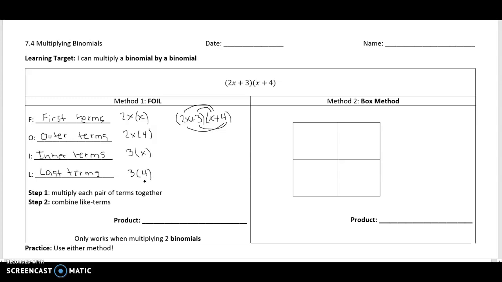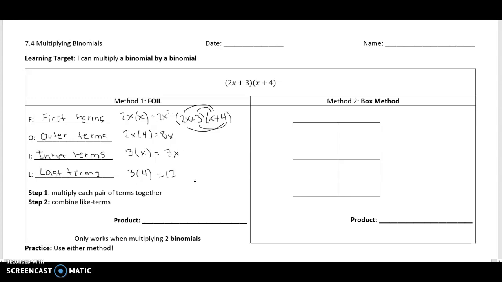Okay? Once you do that, all you do is put them all together. So you do the products of each. So 2x times x, use yesterday's rules. 2x times x would be 2x squared because we add the exponents. This would be 2x times 4 is just 8x. Don't do anything with the exponent because 4 does not have an exponent. 3 times x would just be 3x, and then 3 times 4 is 12.